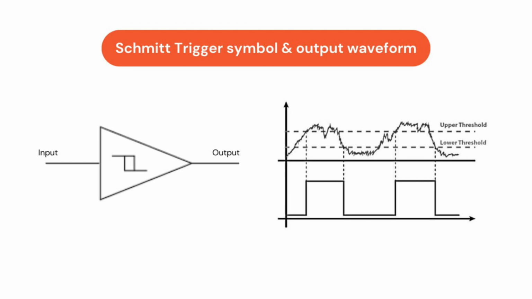So this is the Schmitt trigger symbol and the output waveform. The figure shows an input of the noisy analog signal with upper threshold and lower threshold, and it will produce a noise-free square wave output. As we can see, when the noisy input goes higher than upper threshold, the output waveform goes high. And if the input waveform is lower than the lower threshold line, the output is low.